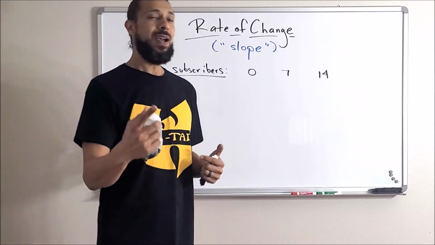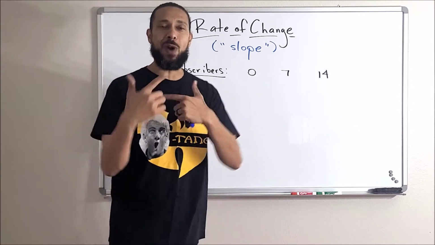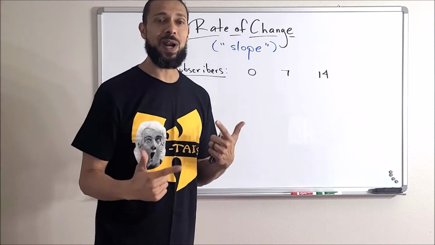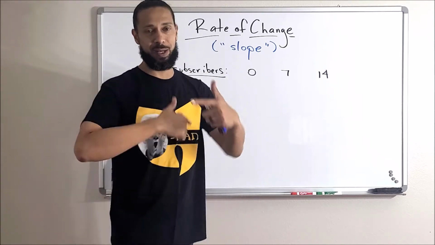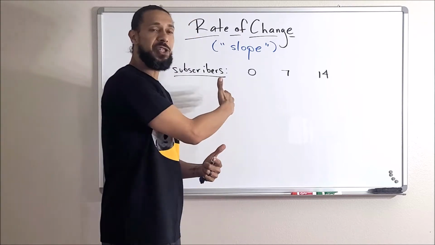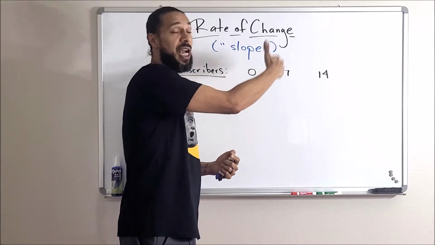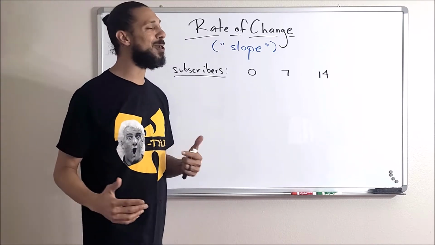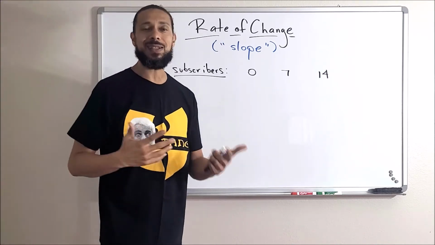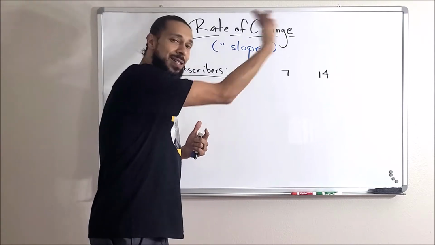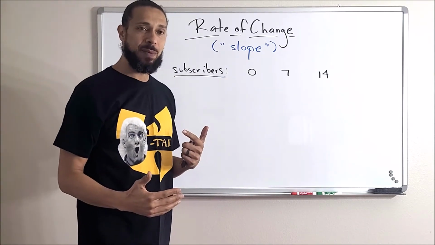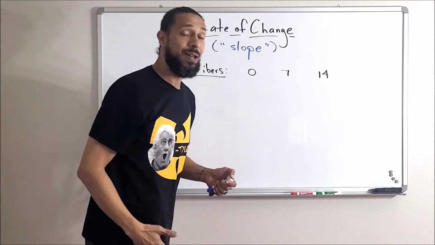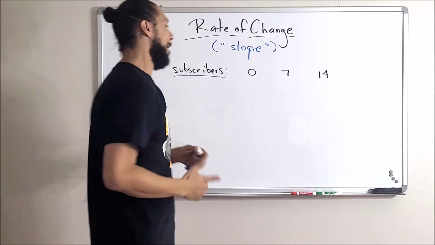But wait a minute. If we're talking rate of change, you know what rate means? Rate means speed, the speed at which something is changing. So if I'm telling you how many subscribers I changed by, that's good information, but is that enough for the rate of change? No. I need some sort of time frame. Like how fast did my subscribers go up? Did we go up by 7 in a week? Do we go up by 7 in a day? Let's put some more information up here.